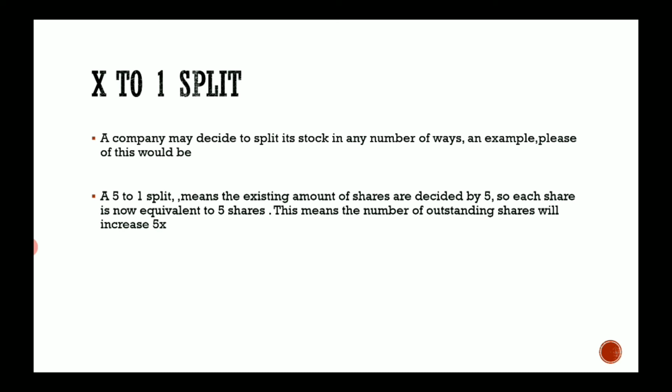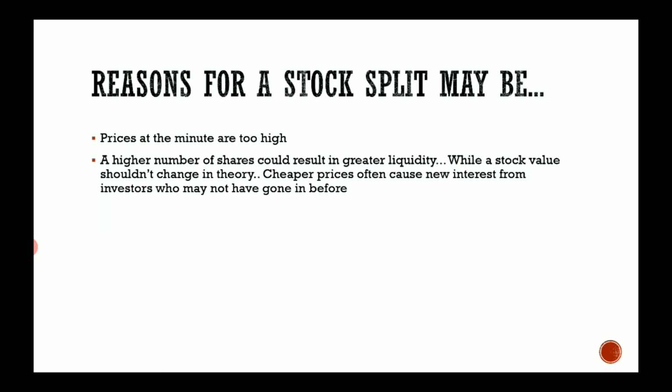So this means that the number of outstanding shares on the market will basically increase by 5 times. So outstanding shares are shares that are owned by investors. So yes, the number of shares will increase by 5 times. However, the price will stay the same. Now this one should be our last slide, because it's a very simple topic to understand.